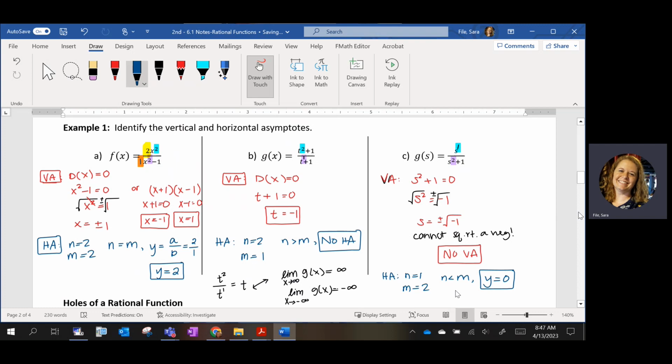And so if I was asked for the end behavior here, the limit as x approaches infinity would be 0. The limit as x approaches negative infinity would be 0. Okay, if I had asked for the end behavior on part A, it would have been 2. As x approaches infinity, y would be 2. As x approaches negative infinity, y would be 2. Remember, if there's an asymptote, that's your end behavior. That's where your graph is going on both the left and the right. You feel okay about vertical and horizontal asymptotes?